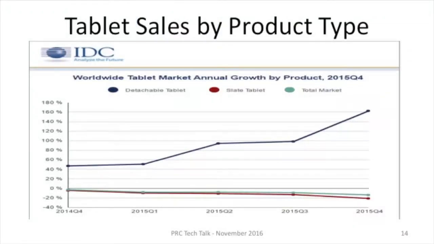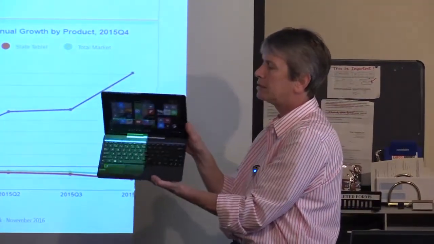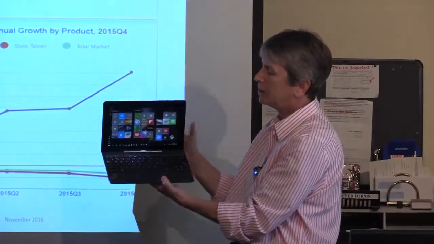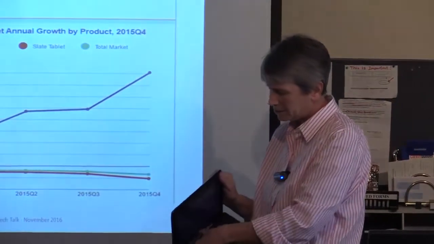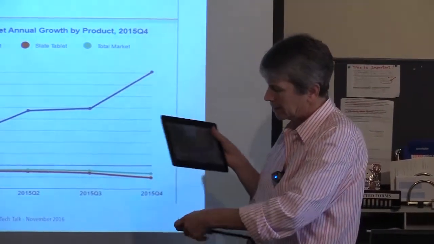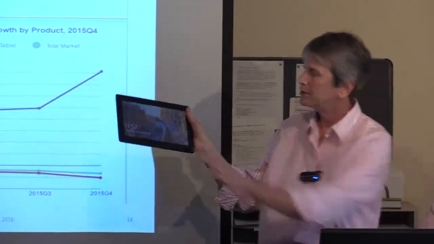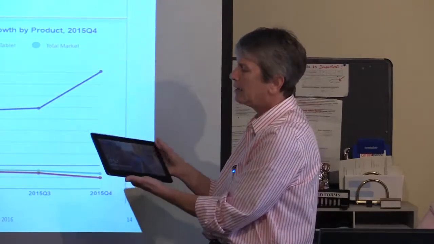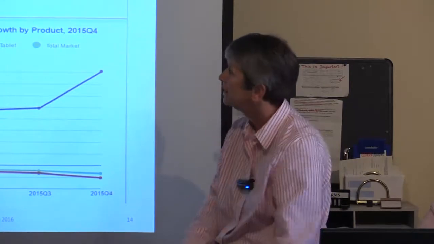So one other little trend I wanted to show is the growth of what we call the detachable tablet. This is an example of a detachable tablet. This is a Windows 10 operating system, manufactured by ASUS. It looks kind of like a laptop, but there's a button here you can press, and the tablet, the slate part of it, the screen, completely separates, and now you can operate this completely independently as a tablet. So that's what we call the detachable.